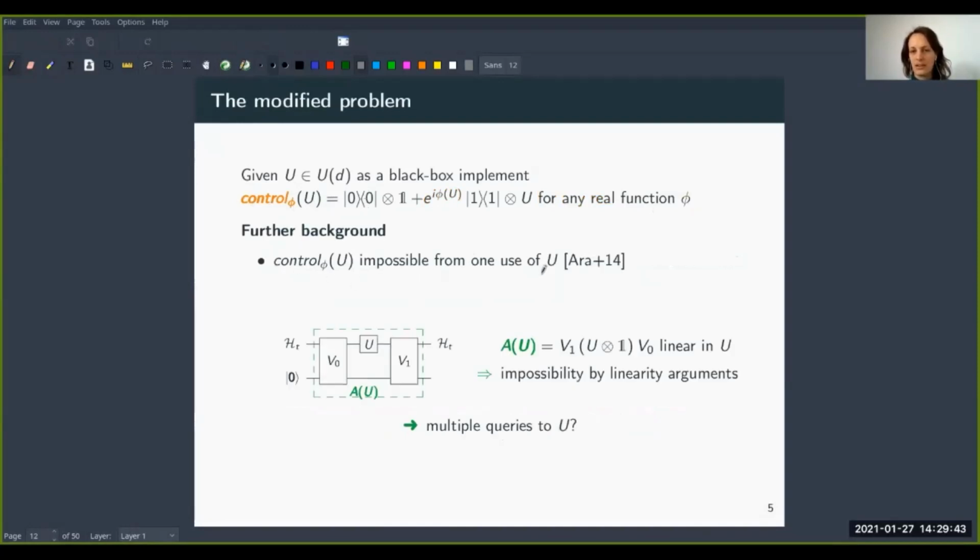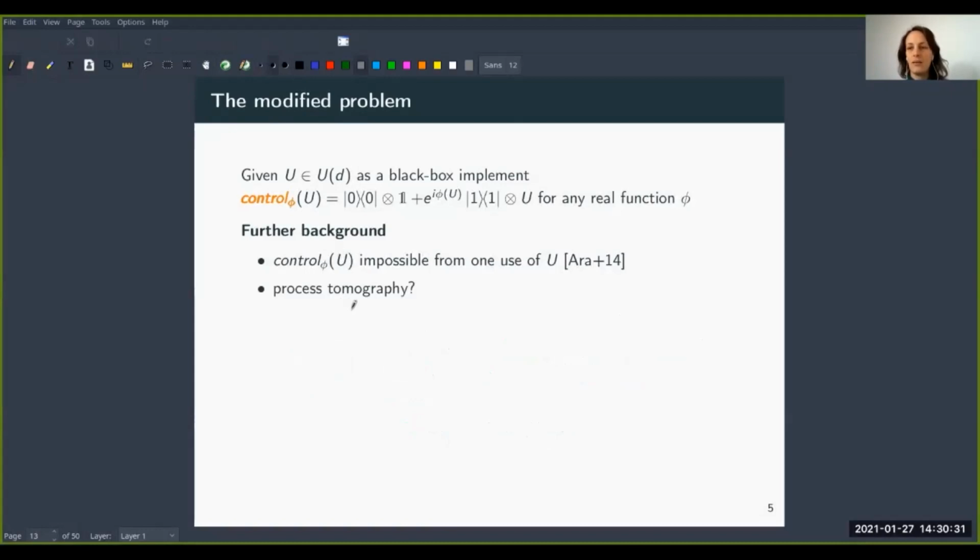About this problem, Araujo and others concluded that it is impossible from one call to the oracle U by a unitary circuit, because any such circuit with only one query takes this form, where V0 and V1 are fixed unitary operators, and the entire implemented operator A of U is just a multiplication of gates, and because we have only one call there, it is linear in U. Then they use linearity arguments to show that no such phi exists, such that control phi of U could be implemented for all U. But we are actually interested in allowing also multiple queries to U.